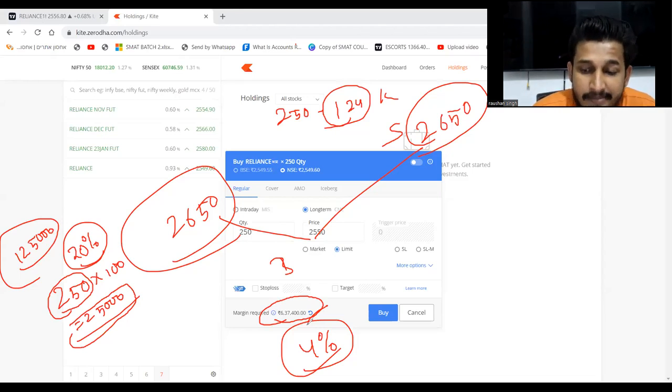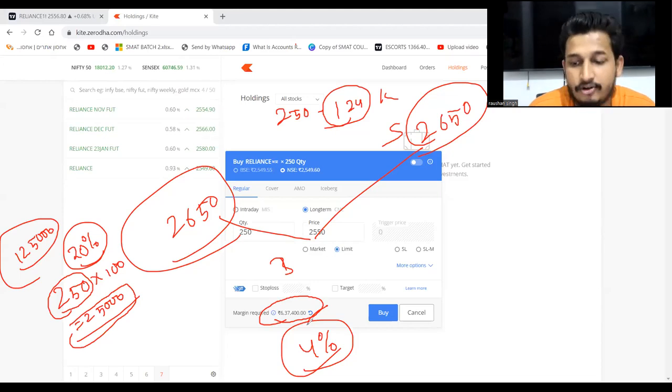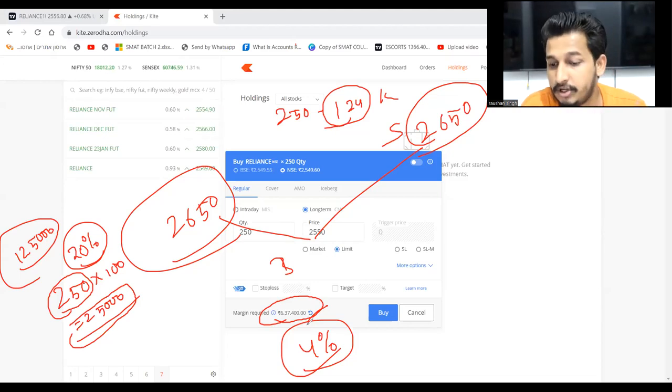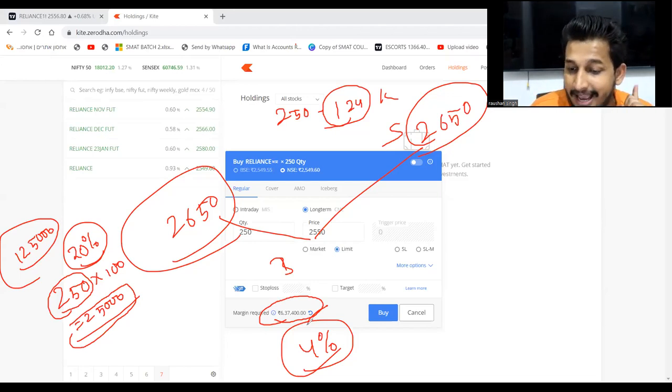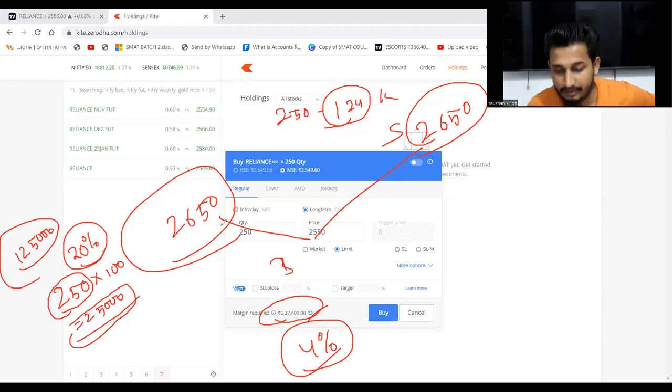If I make a profit, I'll go for 20% return. If it hits my stop loss, I'll accept my stop loss. The first benefit is that with a lesser amount of money, I can buy the same quantity and make the same profit. Understood this thing? If we are trading in futures, we can make the same amount of profit with lesser capital.